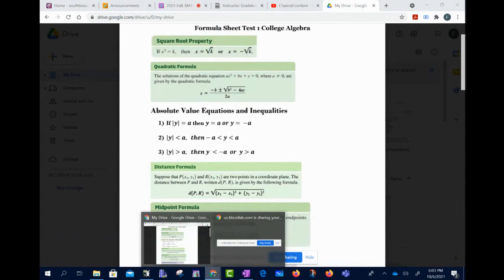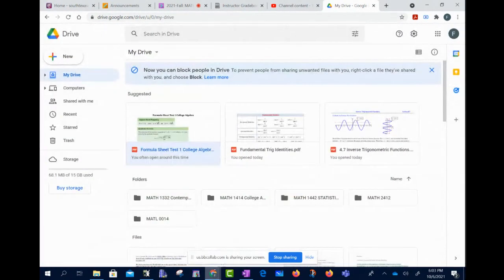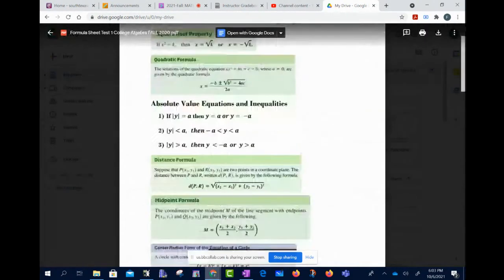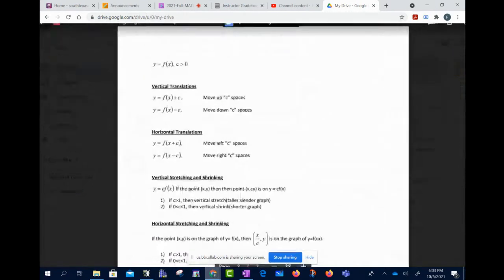Yeah, I think you guys can see it. Okay, so oops, lost it. Here we go. Let me look at my formula sheet right here.